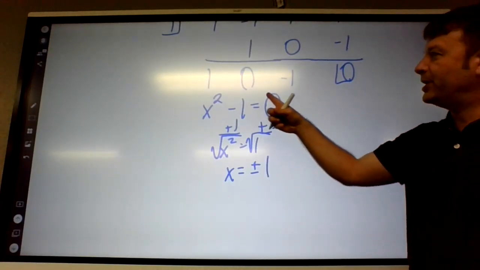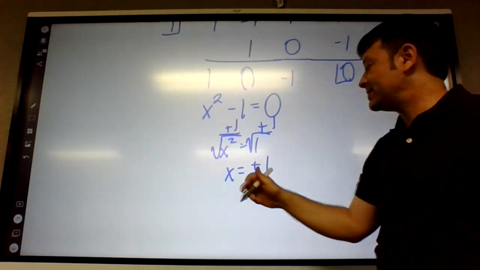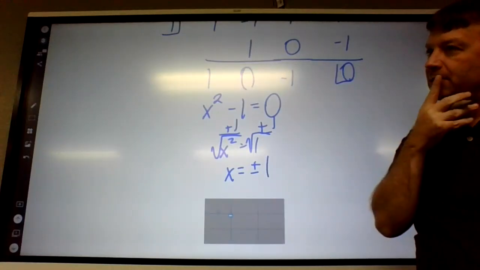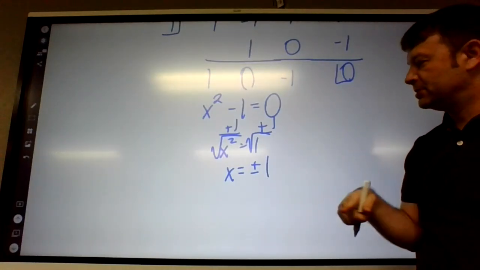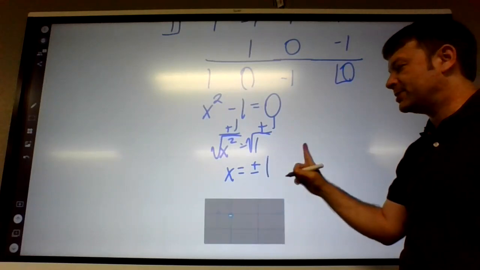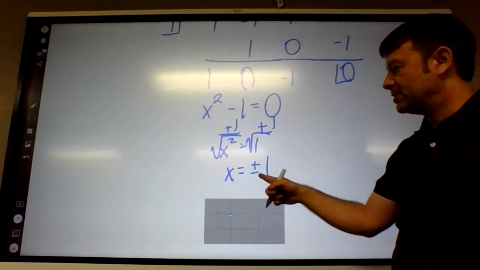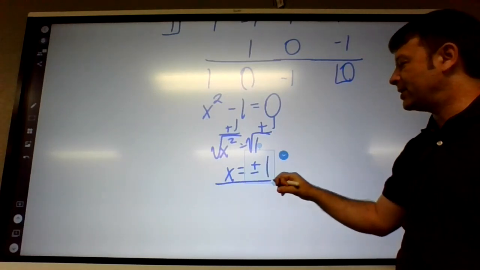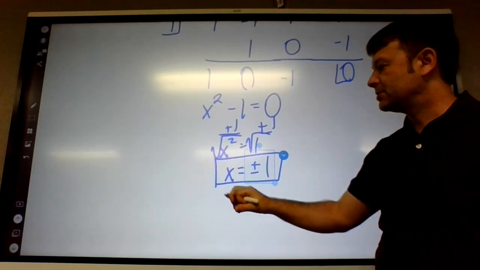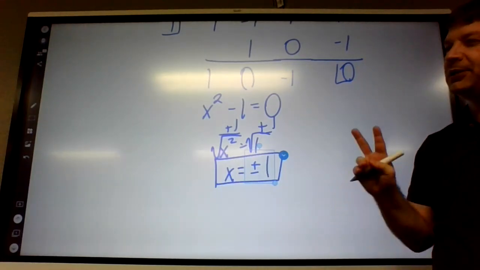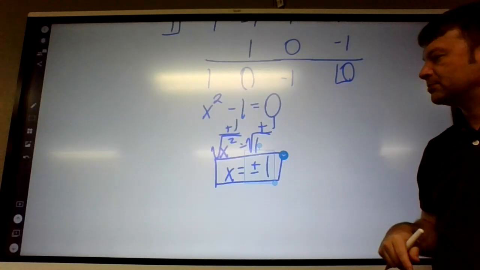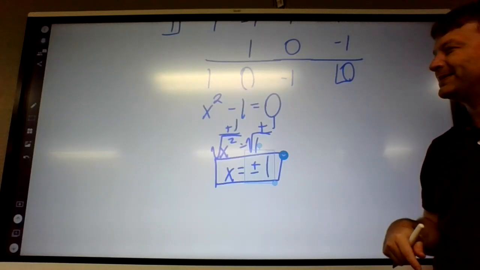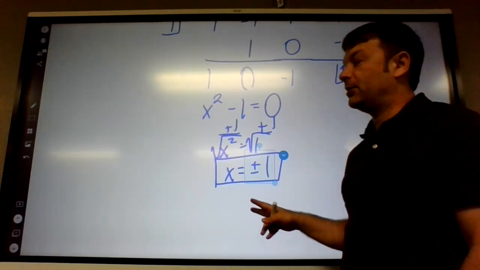Okay, we already had positive 1 as an answer, which means positive 1 would be a double root. But I'm not going to write it twice, it's just one answer still. So positive 1 and negative 1 are the answers. So this one actually only has 2 solutions because 1 is a double root. Does that make sense?